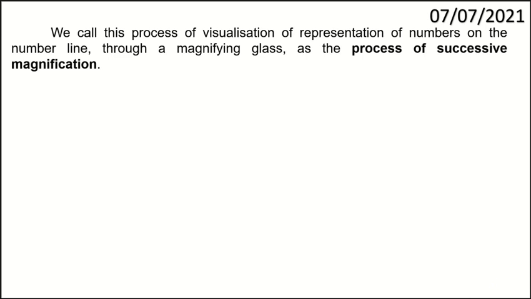Now, we call this process of visualization of representation of numbers on the number line through a magnifying glass as the process of successive magnification. Process of successive magnification. Let me do it with another example. Okay, I'll explain each with the step-by-step process.